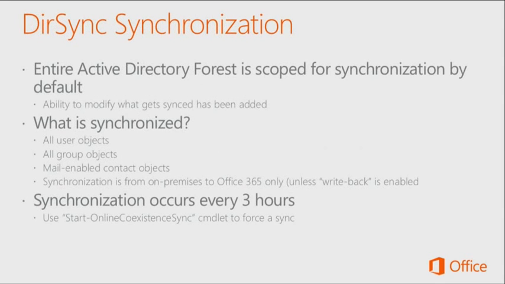By default, the entire Active Directory forest is scoped. So if you don't go in and make those changes, it's going to automatically import everything in your Active Directory to Office 365: all user objects, all group objects, all mail-enabled contact objects, and synchronization is one way. You can enable a write back, but there's not a lot of information that can be copied back. And synchronization happens every 3 hours.